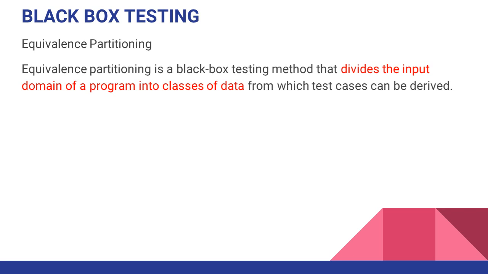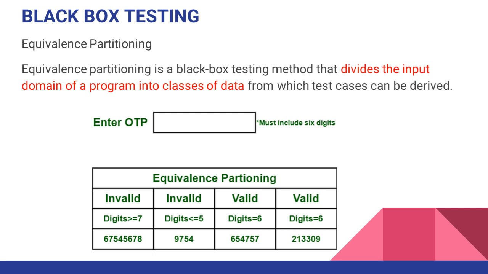Equivalence partitioning is a black box testing method that divides the input domain of a program into classes of data from which test cases can be derived. Let us consider the below example, where every OTP should include only 6 digits.